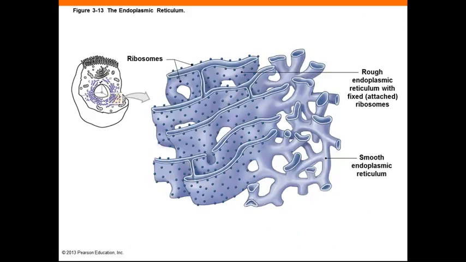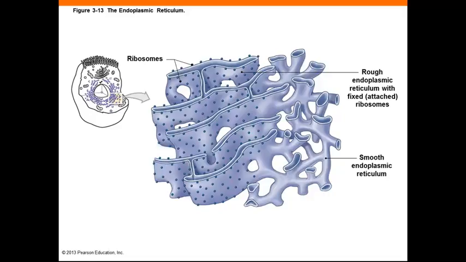This next figure is showing a close-up of the endoplasmic reticulum. The endoplasmic reticulum is this network of intracellular membranes that are surrounding the nucleus. And we have two different varieties of endoplasmic reticulum. There's the smooth endoplasmic reticulum, sometimes abbreviated SER, and the rough endoplasmic reticulum, which is sometimes abbreviated RER.